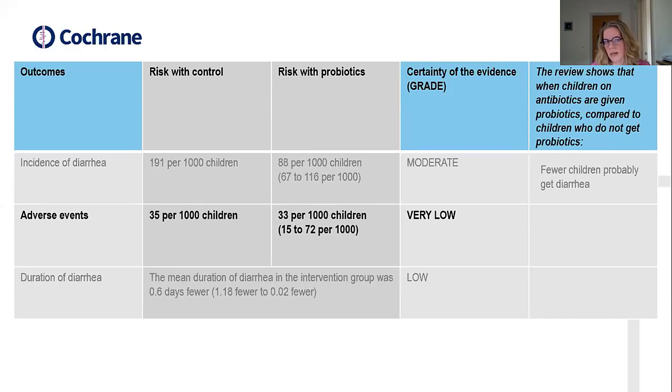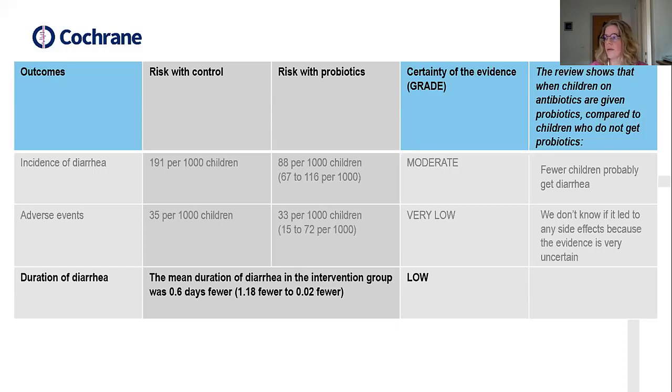For the next outcome, adverse events, the results show very little difference. So 35 children compared to 33 children. But the confidence interval for that result is pretty wide. And also the certainty of the evidence is very low. So here we might want to say, we don't know, or we're not sure, that probiotics have any side effects, because the evidence is very uncertain.